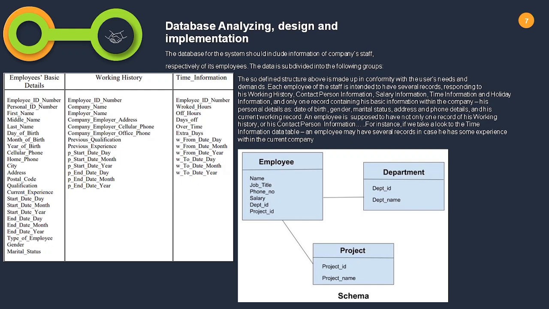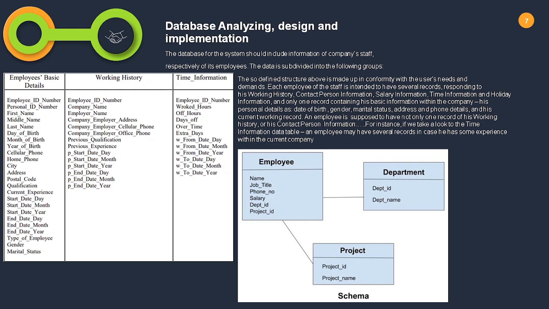contact person information, salary information, time information, holiday information, and only one record containing his basic information within the company: personal details, date of birth, gender, marital status, and the address and phone number details, and his current working record. And the employee is supposed to have not only one record of his working history or his contact person information. For instance, we take a look at the time information data table. An employee may have several records in case he has some experience with the current company.